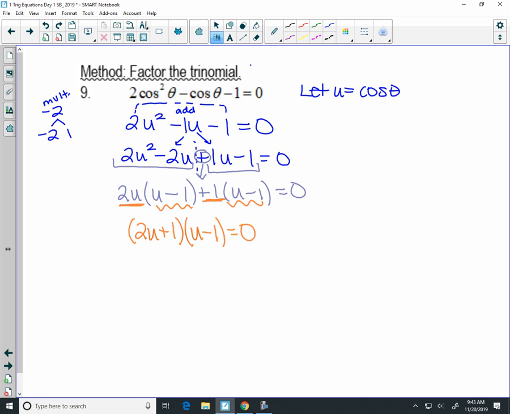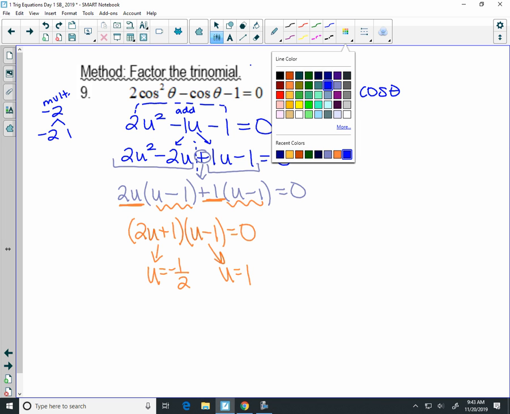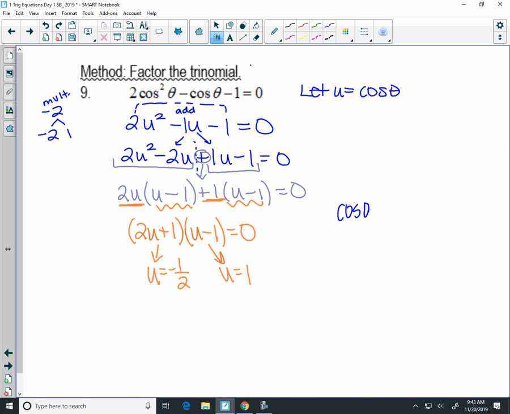Got to be able to factor correctly in order to find the values here. And then you can even go as far as, okay, from here, u is going to be -1/2. From here, u is going to be 1. Well, what was u? Cosine of theta. Not a bad idea to write your u equals cosine and then make yourself a fill in the blank over here to make yourself come back to it. You need to know what cosine is though.